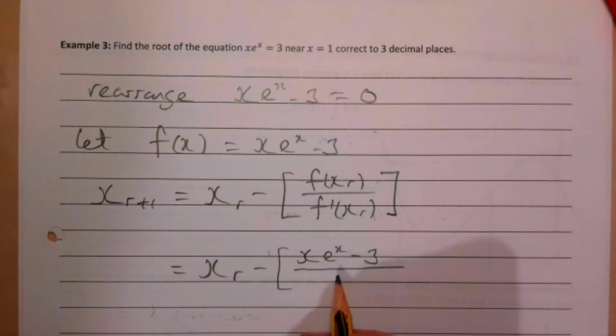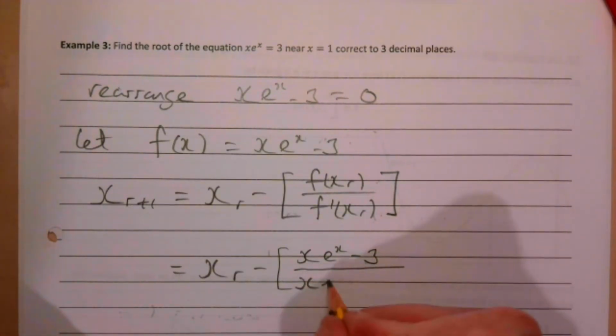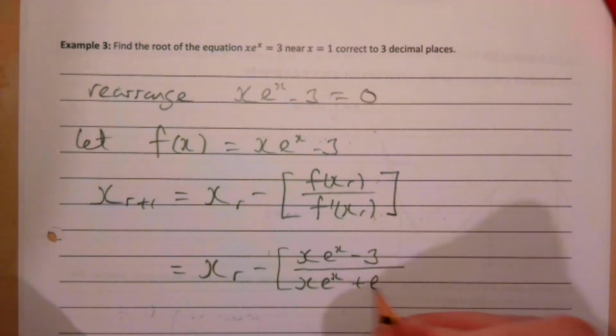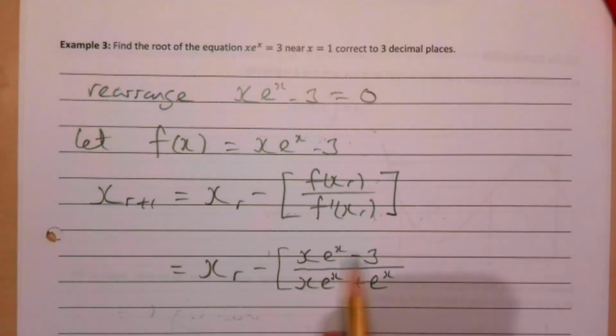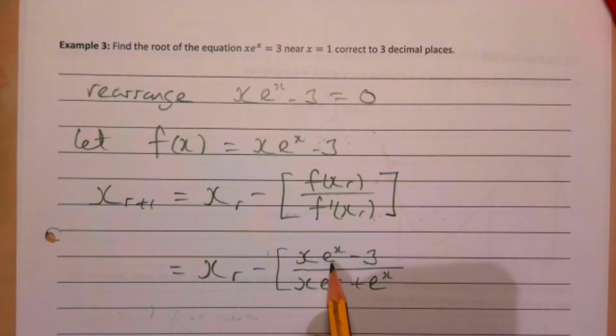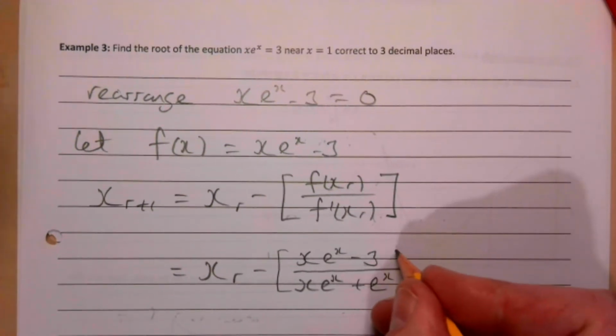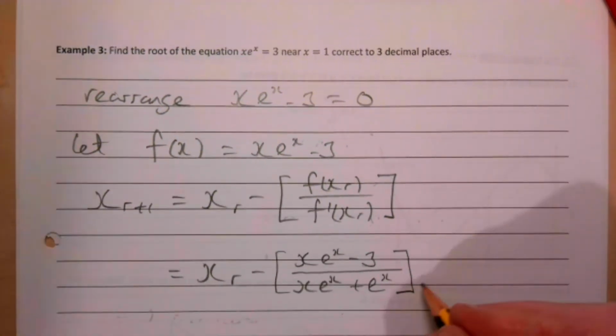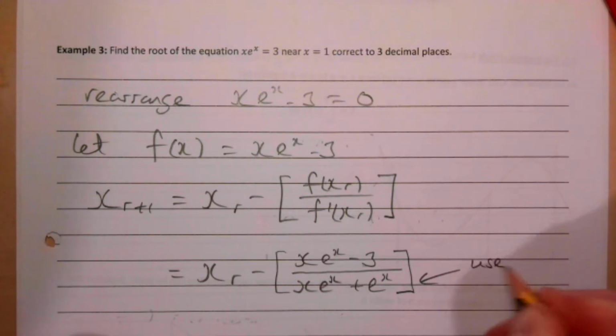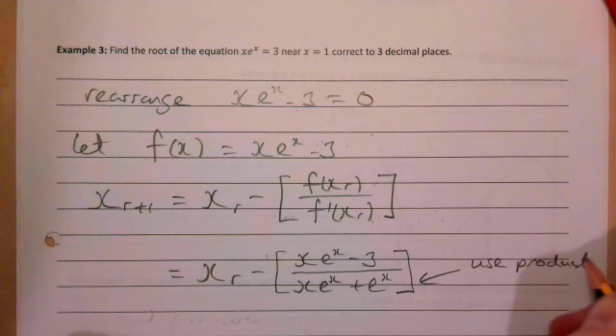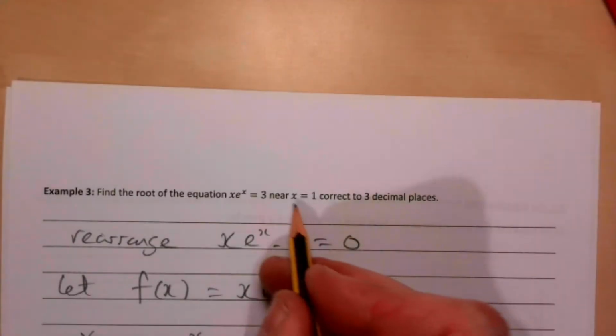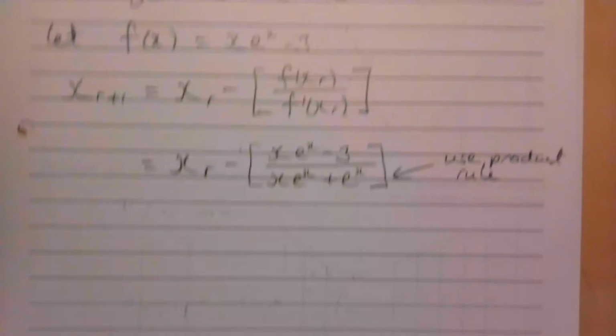Now we've got to differentiate this, and if you want to take my word for it, it's going to be x e to the x plus e to the x. This here is a product, x e to the x, so you've got to let u equal x and v equal e to the x, and then it's u dv by dx, which is x e to the x, plus v du by dx, and so that x disappears for that. I'm going to just put a wee thing over here where we say use product rule, so you can see where it's coming from. It says there's one near x equals 1, so that's obviously what we're going to start with.